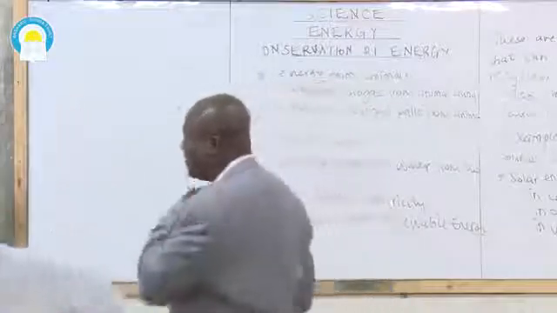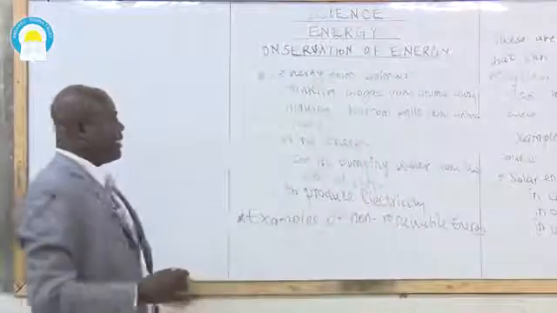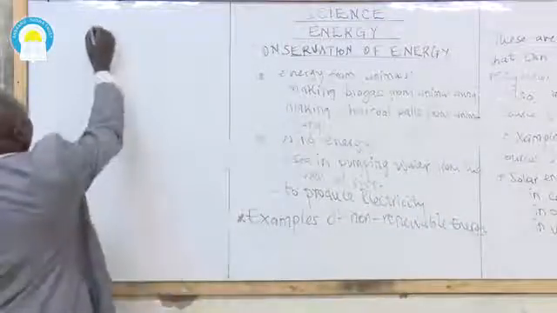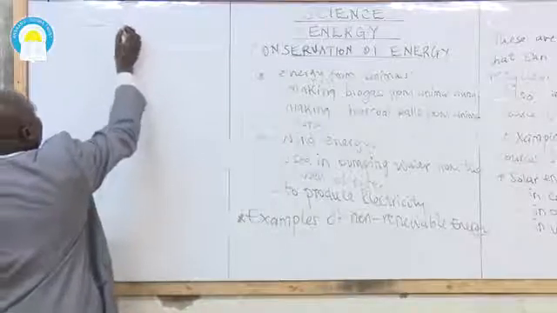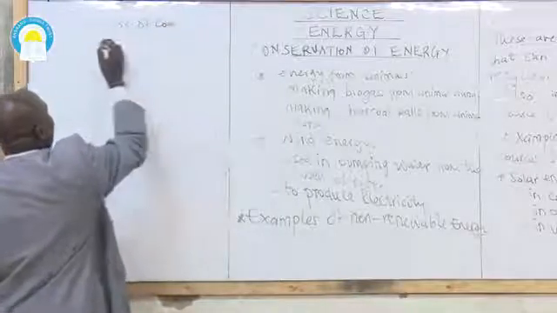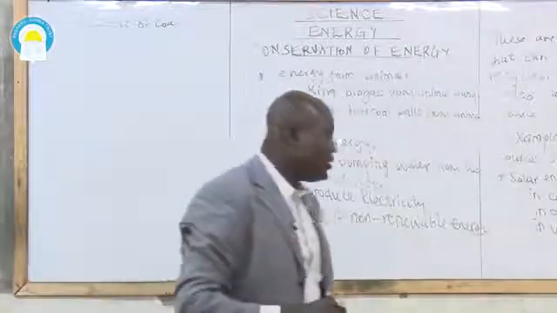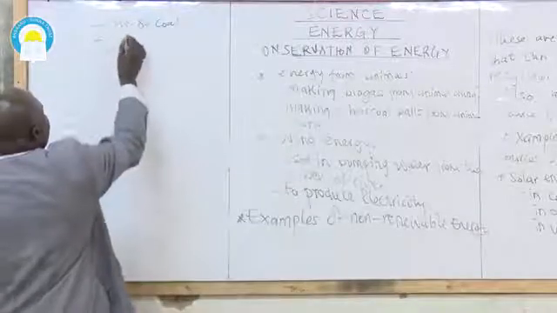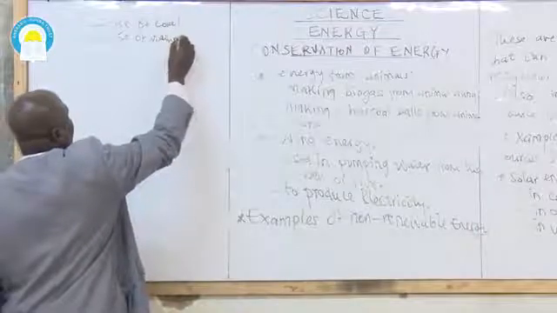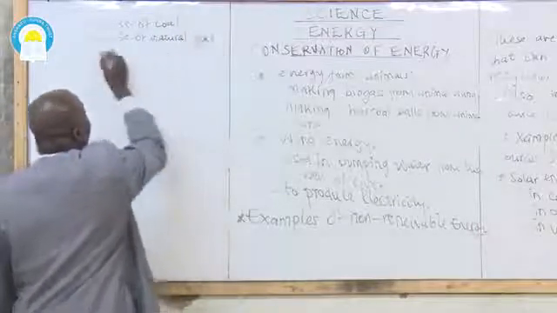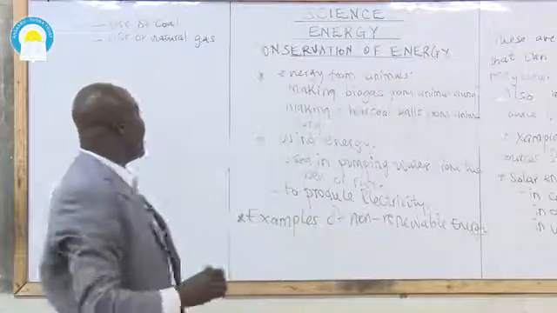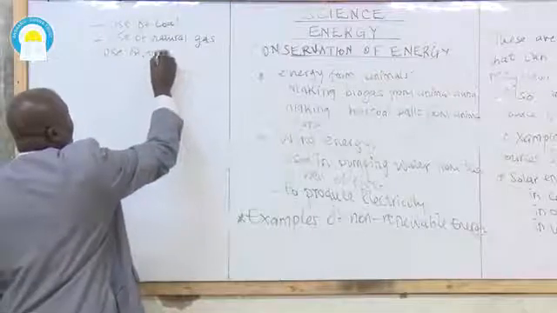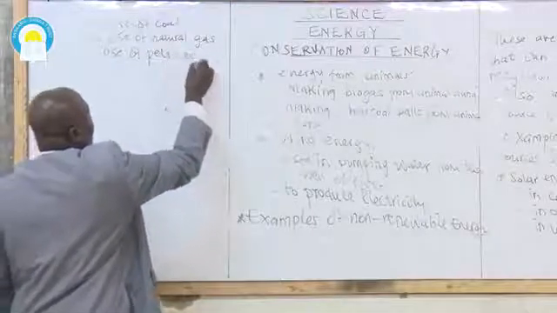So examples of non-renewable energy, there are three. One, we have use of coal. Coal is an example of non-renewable energy. Then number two, we have use of natural gas, which we use in gas cookers for cooking. Then number three, we have use of petroleum products.